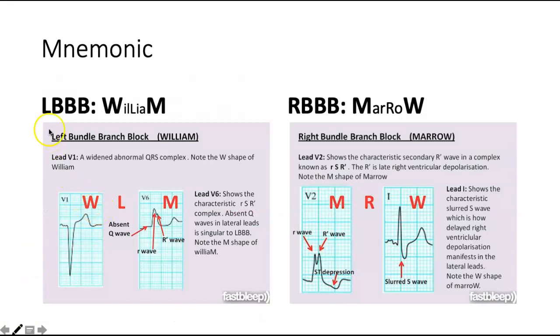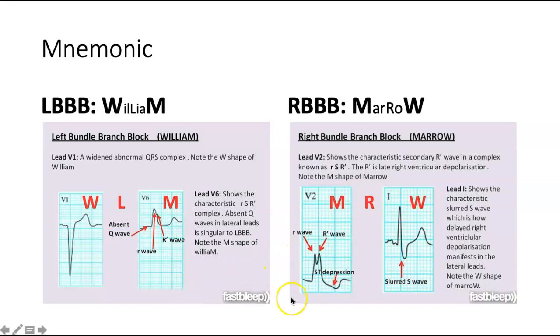There is, of course, a handy mnemonic associated with this, and it's William Marrow. So for a left bundle branch block, we see a widened QRS in lead V1, and then in V6, or the high lateral leads, we see a notched R wave. And we can imagine that this looks like an M. And so wide V1, M-shaped or notched R wave in lead V6 is consistent with a left bundle branch block.